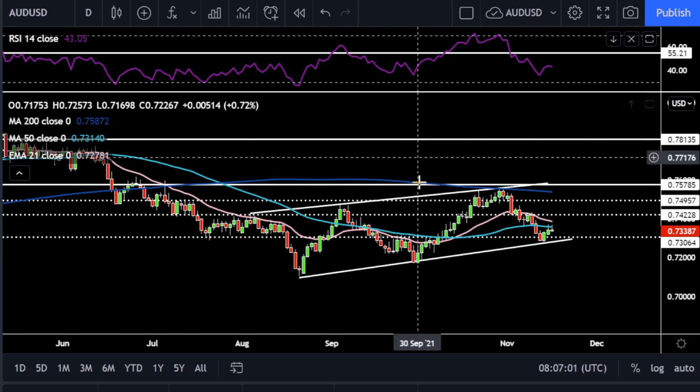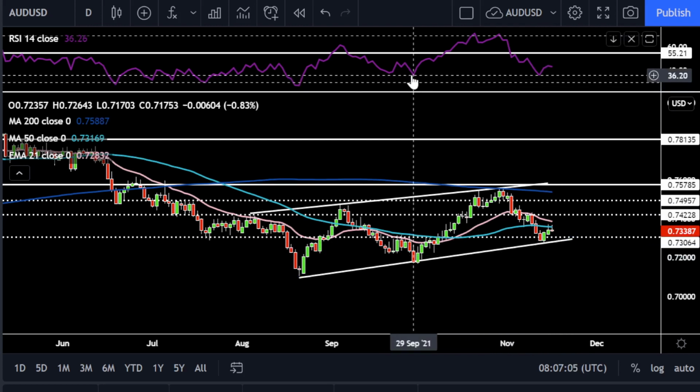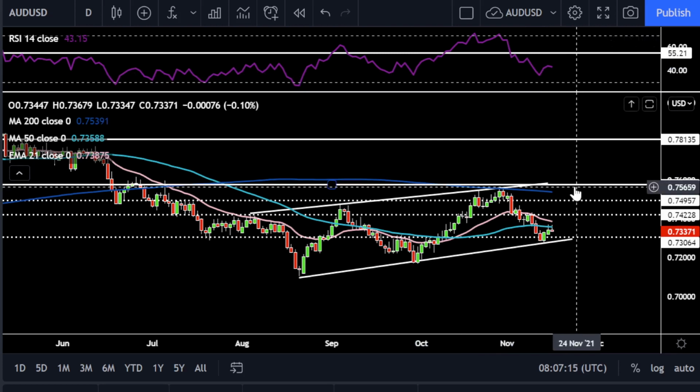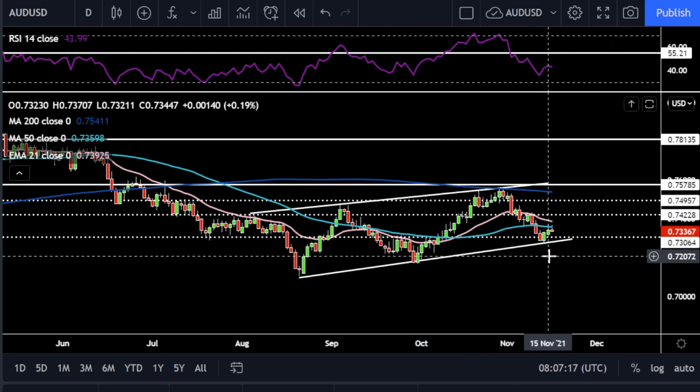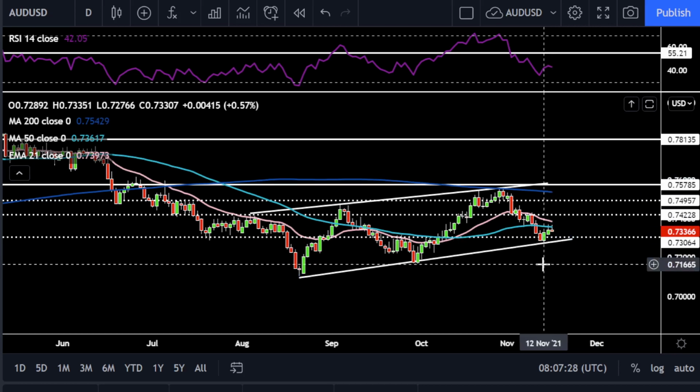RSI, no negative divergence here. Price has made a higher low, but the RSI is basically flat. So I guess you could say it's a bit of divergence. You'd expect this to be slightly higher and slightly lower, and that sort of coils it like a rubber band. Aussie dollar, obviously, is dependent on what the US dollar does, which has been really strong at the moment. But as I said, the dollar is looking a bit overextended, so we could see a little bit of profit taking. This might help the Aussie move higher.